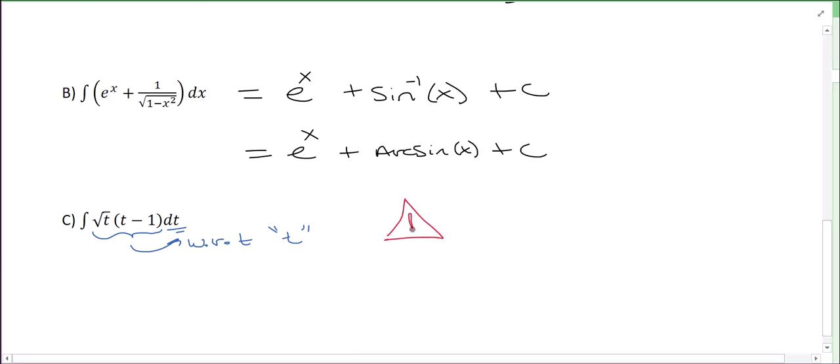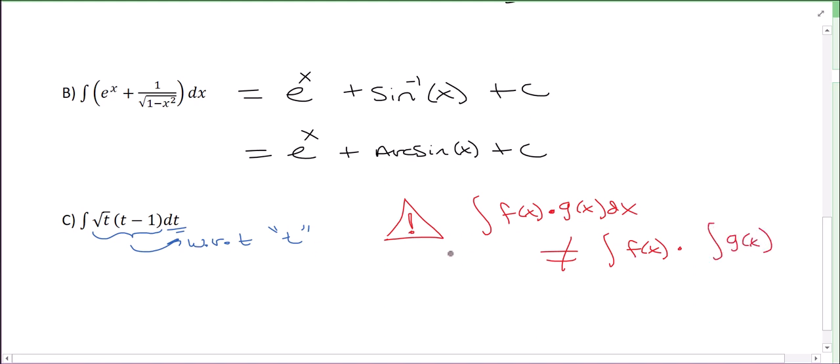This is not a property of integrals, right? If I have the integral of f of x times g of x dx, this does not equal the integral of f of x times the integral of g of x. So you cannot integrate piece by piece. Just like in derivatives, you couldn't take the derivative of a product piece by piece. We had the product rule. So here with integrals, you can't just integrate the first and then integrate the second. So what we have to do is rewrite and multiply it out.